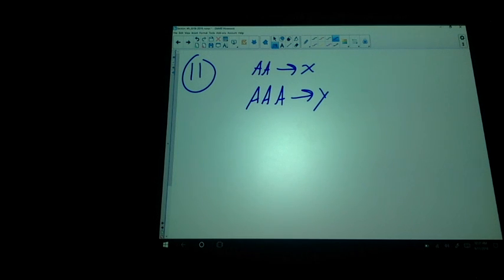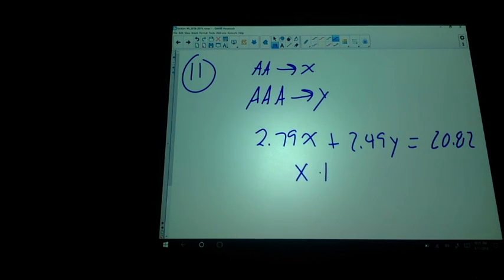It doesn't say anything different than that, would it? So it tells you that a package of the AA is 279. We'll call that X, okay? And the AAA is 249. So we're going to call that Y. And we just spent $20.82 on buying those batteries. And then the other one says, well, I happen to buy 8 packages of batteries at that point.